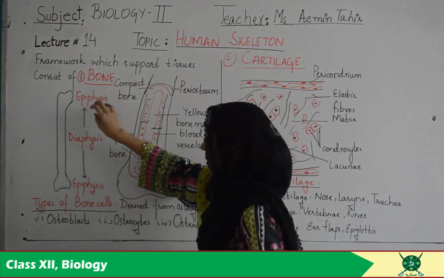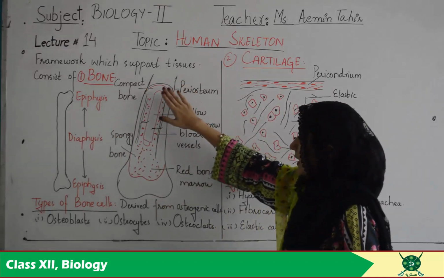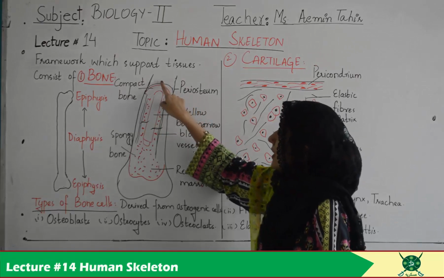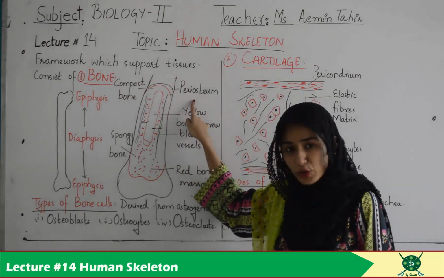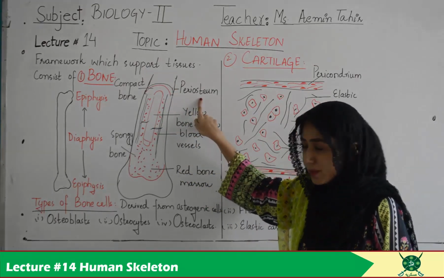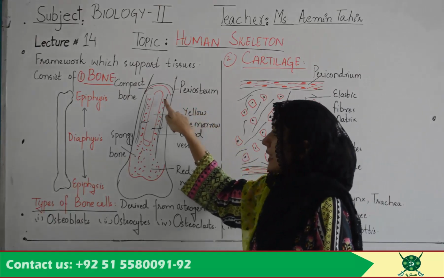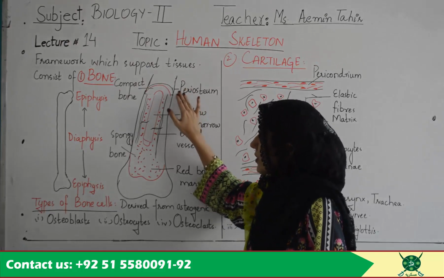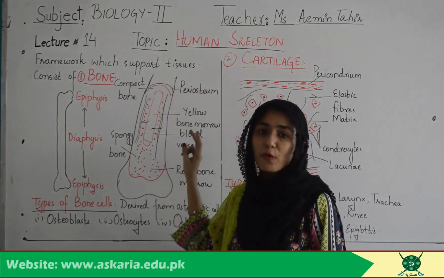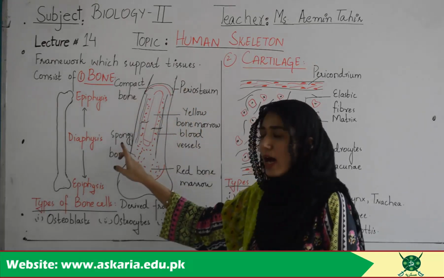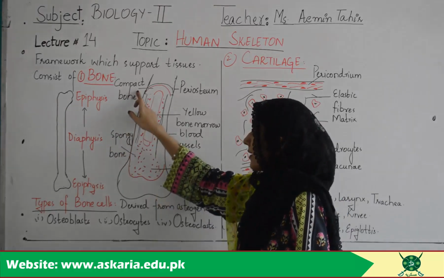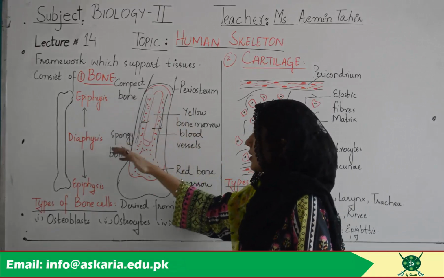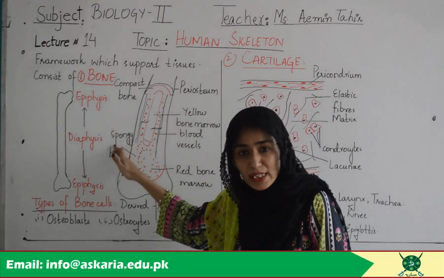Along with this, when we see the internal structure of bone, we find that bone is surrounded by a connective tissue which is called periosteum. Periosteum contains an inner part which is called endosteum. Endosteum is further comprised of two parts, compact bone and spongy bone. Compact bone is the hard portion and the spongy bone is porous in nature.